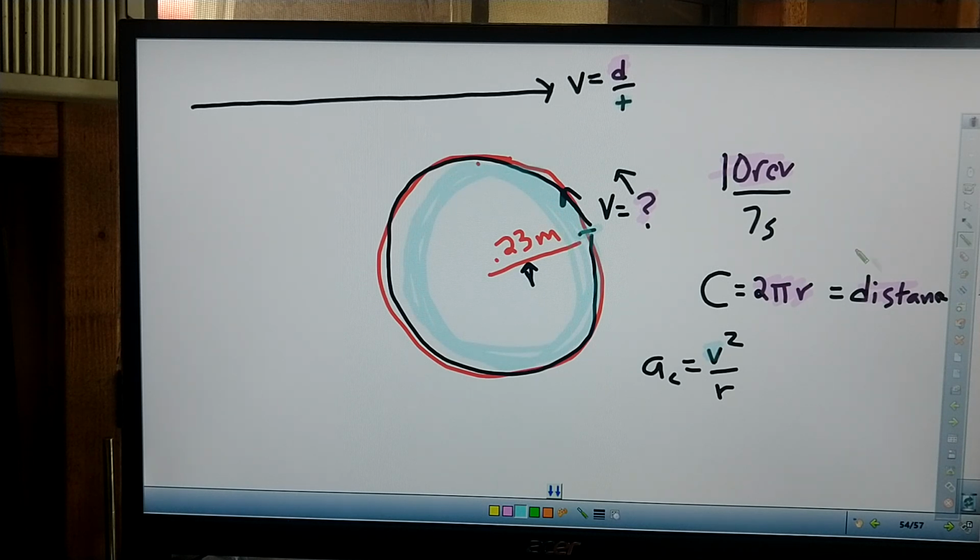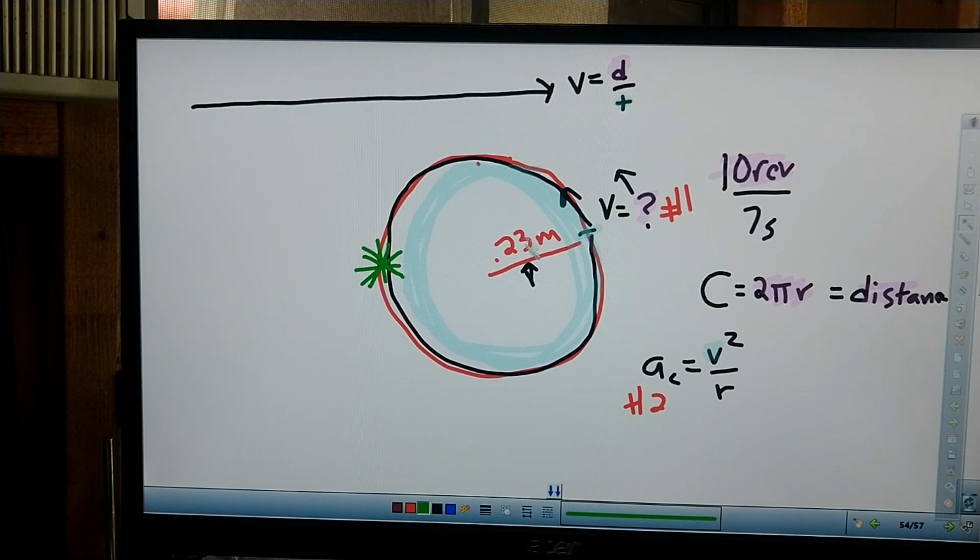The last question I'm going to ask you is this. That's your homework. That's question number 1, and that's question number 2. Question number 3 would be, if the tape flew off at this green mark as it's going around the circle, what direction would the tape go? That's going to be number 3.